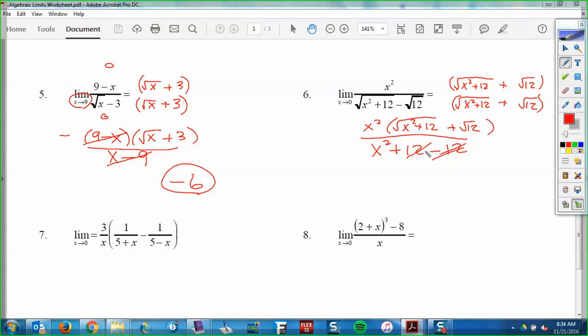Because look what happens. When those 12s cancel, now you can cancel those x squared. See? And now you can put your 0 in for x. So you put your 0 in for x, you get square root of 12 plus square root of 12, which is 2 square root of 12. As far as I'm concerned, you can leave it. It would actually simplify down a little more into that, but whatever.